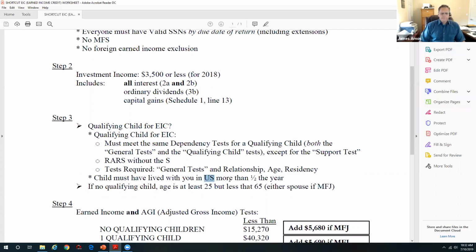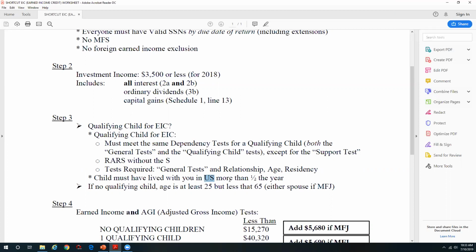All right. So if that child lived with you in France for 9 months of the year, are you going to qualify for earned income credit? No. If the child lived with, say, their dad, who is French, for 7 months of the year in France, are you going to qualify for earned income credit? No.